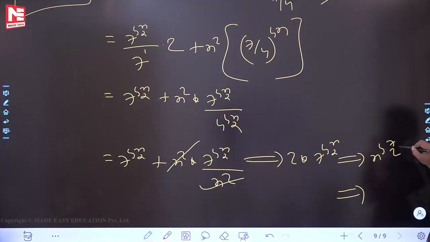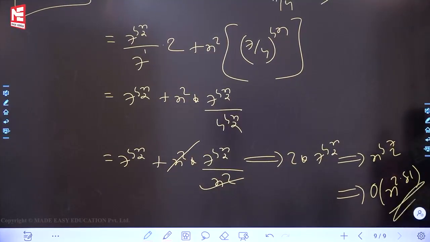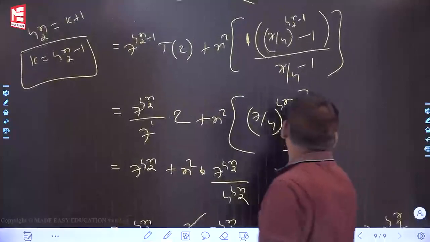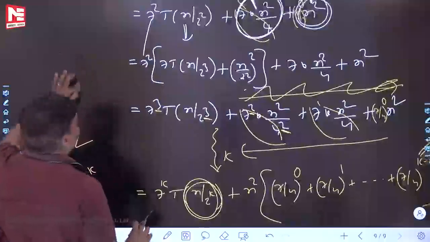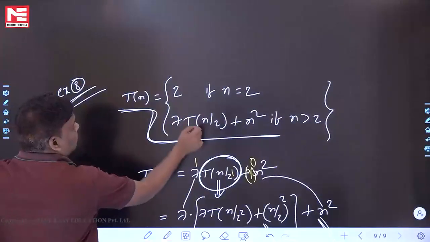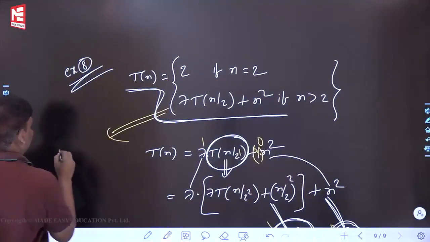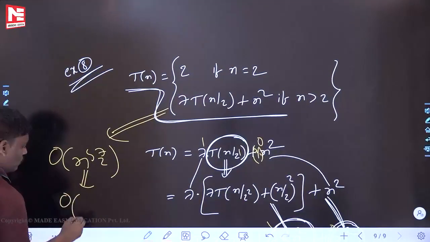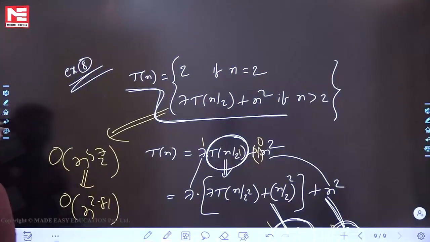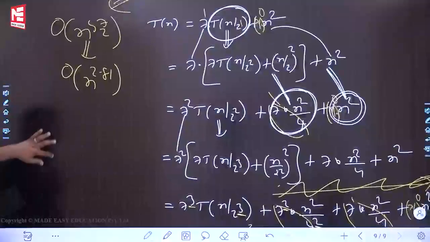Log 7 base 2 is 2.81. It will become big O of n power 2.81. This is the answer. The answer is finally n power log 7 base 2. Log 8 base 2 is 3, log 7 base 2 is 2.81. So the answer of this problem is big O of n power log 7 base 2, which is nothing but big O of n power 2.81.